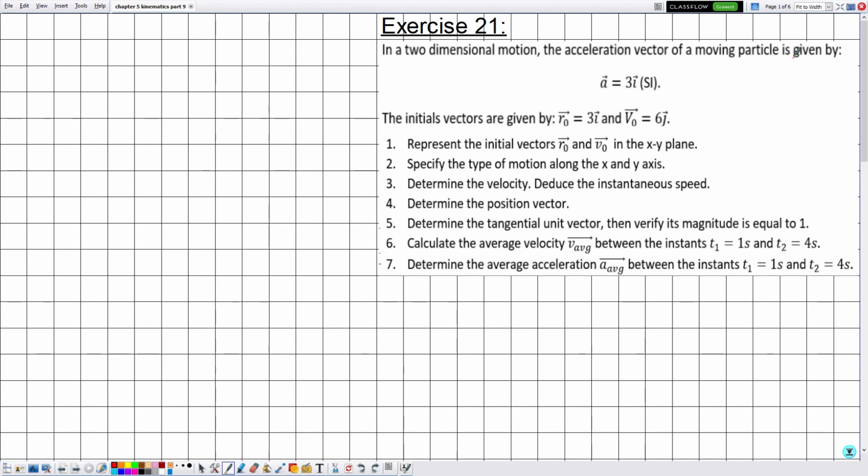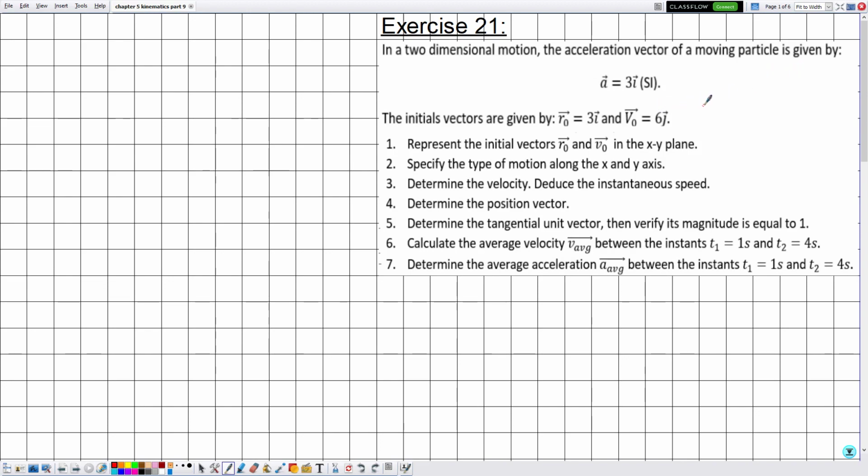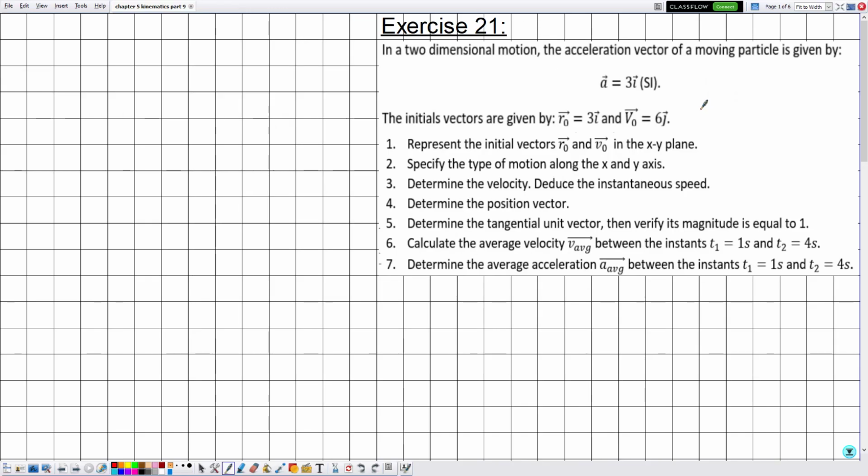They are telling me in a two-dimensional motion, the acceleration vector of a moving particle is given by a = 3i. The initial vectors are given by r0 = 3i and v0 = 6j. So before we start solving this exercise, let me split these vectors into their components. Then a = 3i means that the x component is equal to 3 meters per second squared, as for its y component, it is equal to 0.